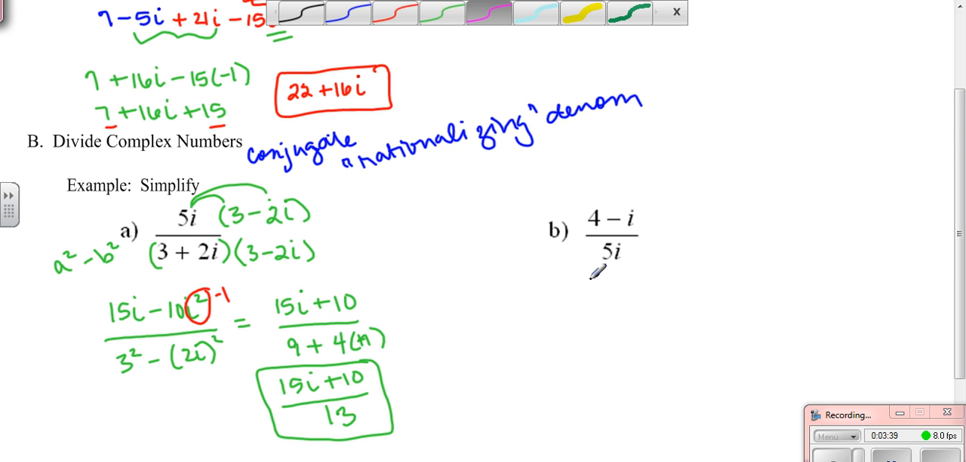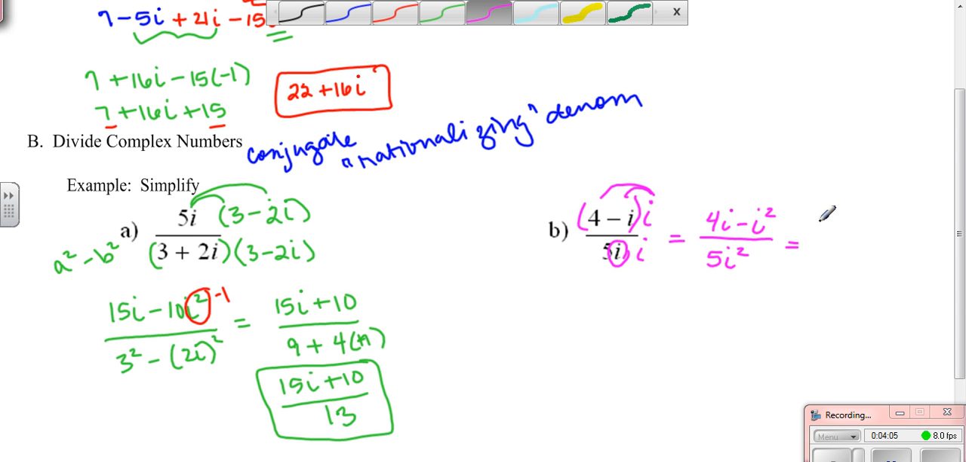Now this case over here, I don't have to do a fancy conjugation because I don't have that sum or difference. I just need to get rid of this singular i. Easiest way to do that is to multiply top and bottom by i. So my denominator becomes 5i squared. My numerator, I have a distributive property, so I have 4i minus i squared.